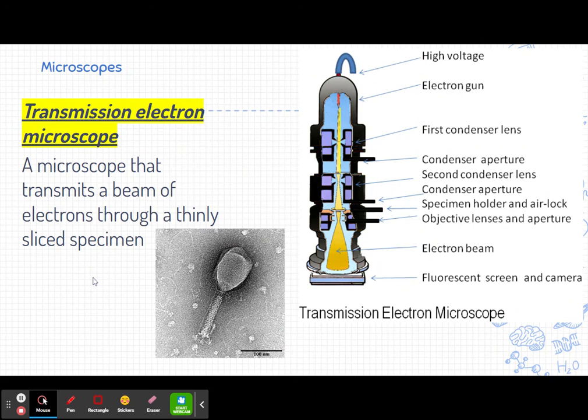So there are two types of electron microscopes. This is a transmission electron microscope. It emits a beam of electrons through a thinly sliced specimen. I think this is a tobacco mosaic virus. No, it's a bacteriophage. It's not the mosaic virus. It's a bacteriophage. Anyway, the way that it looks, this is it.